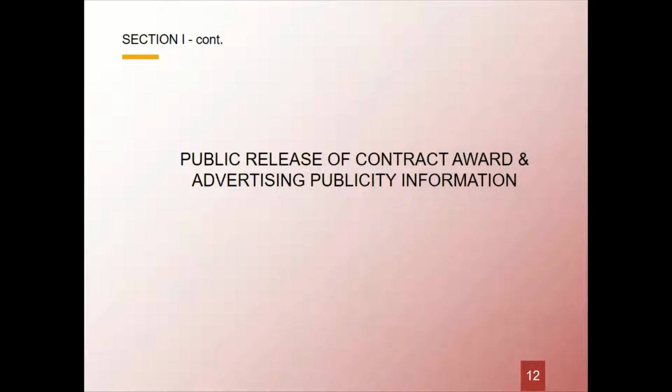Section I continues. Public release of contract award and advertising publicity information. So once a contract is awarded by the contracting officer, that is public information. You will find a lot of contract awards in beta.sam, which used to be called SAM. It used to also be called the Federal Procurement Documents, which are eventually added to CPARs.